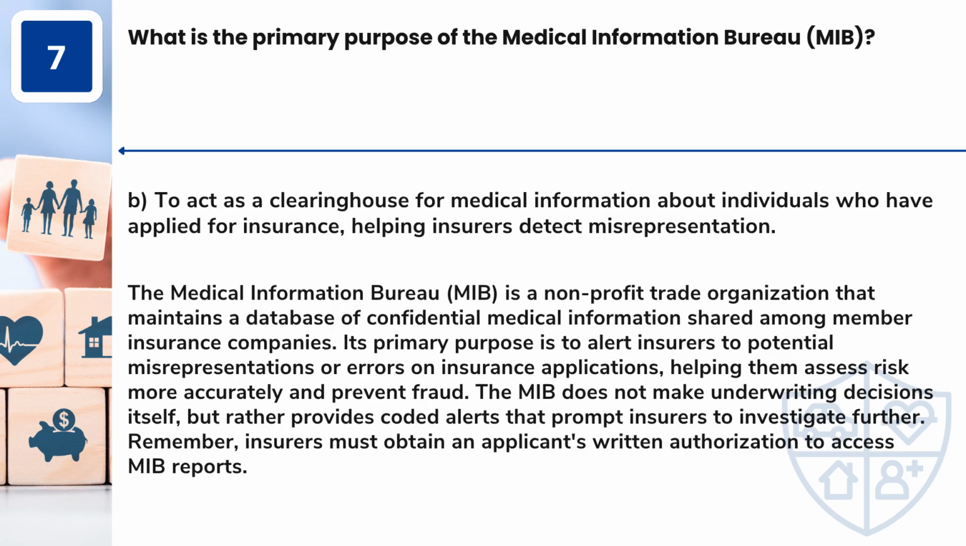Answer: B. To act as a clearinghouse for medical information about individuals who have applied for insurance, helping insurers detect misrepresentation. The Medical Information Bureau, MIB, is a non-profit trade organization that maintains a database of confidential medical information shared among member insurance companies. Its primary purpose is to alert insurers to potential misrepresentations or errors on insurance applications, helping them assess risk more accurately and prevent fraud.